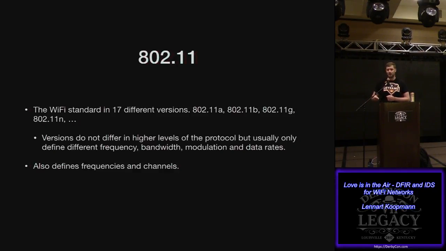So, the Wi-Fi standard is 802.11. I learned that it's abbreviated as just .11. That helps. There's 17 different versions. So you'll probably see when you buy a Wi-Fi adapter online, you'll see that it's an 802.11a, b, g, n. What I learned is, and that's very important, the different versions don't actually define big differences in the standard itself. This is mostly about different frequencies, bandwidth, modulation, and by that data rates.